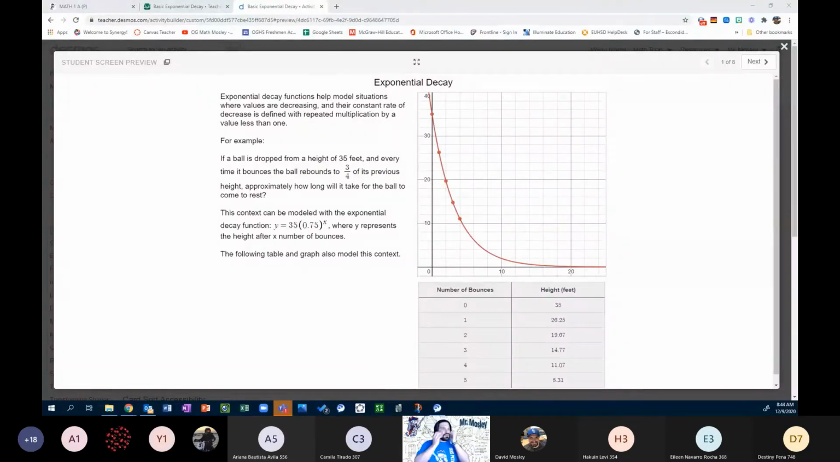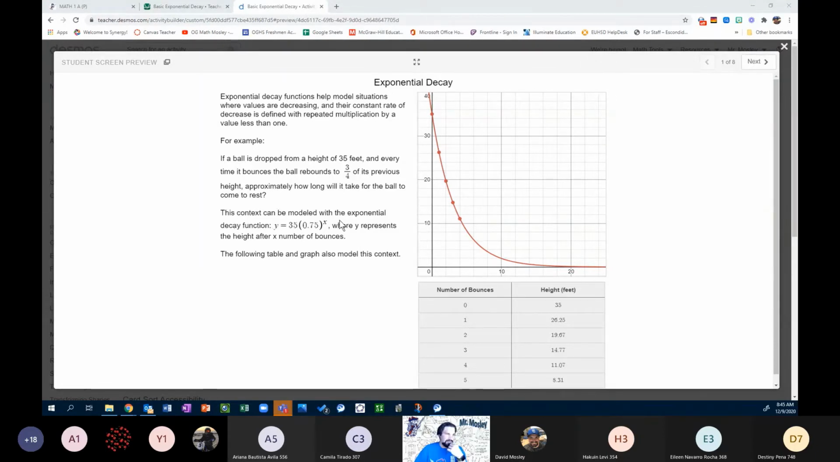All right, so here's our first screen. This is just a review screen of what exponential decay is. Exponential decay functions help model situations where values are decreasing and their constant rate of decrease is defined with repeated multiplication by a value less than 1. For example, if a ball is dropped from a height of 35 feet and every time it bounces, the ball rebounds to 3/4 of its previous height, approximately how long will it take for the ball to come to rest? That's a type of question we could answer.